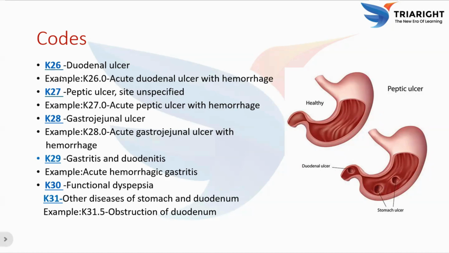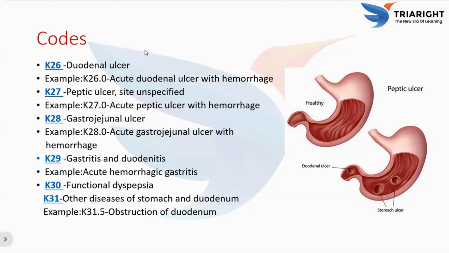So coming to the codes, K26, for example K26.0. What is it? Acute duodenal ulcer with hemorrhage. As I said, hemorrhage is bleeding. An ulcer located in the duodenum is called a duodenal ulcer, and acute means it develops suddenly and lasts for a short duration. So K26.0 indicates acute duodenal ulcer with hemorrhage. Whenever a patient is diagnosed with this condition, the K26.0 code would be assigned.